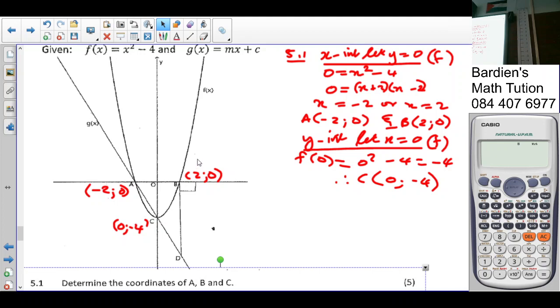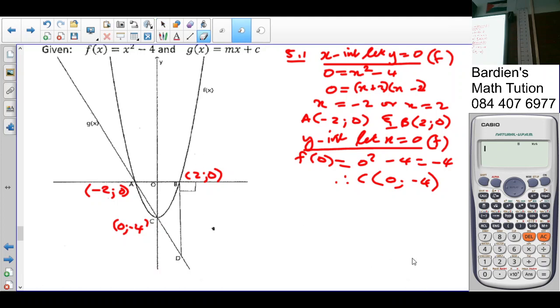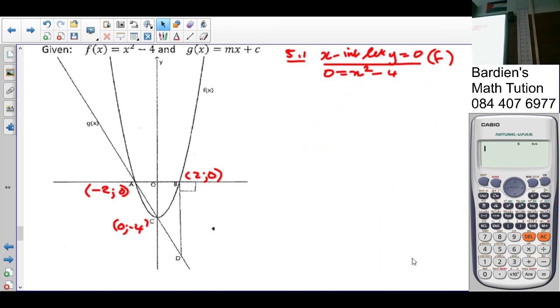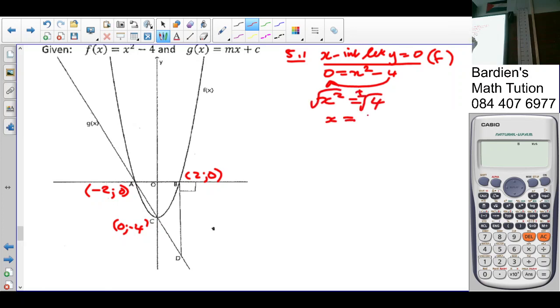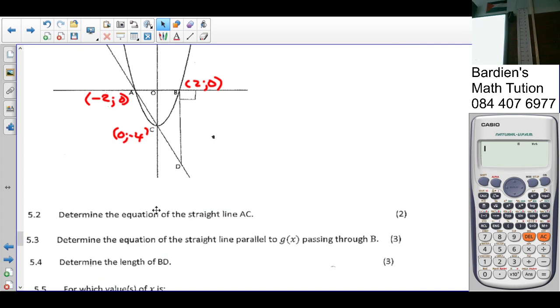What I could have also done here was, instead of doing this, I could have taken the 4 over the equal sign, becomes x squared is equal to 4. Square root thereof. I should not forget plus minus if I introduce square root. X equal to plus minus 2. And then A is equal to negative 2 and 0, and B is going to be 2 and 0. You could have done that as well. Very importantly, I note that A is on the negative part of your x-axis, so it has to be the negative one of the two. Can you see that? So don't mix up the sign there.